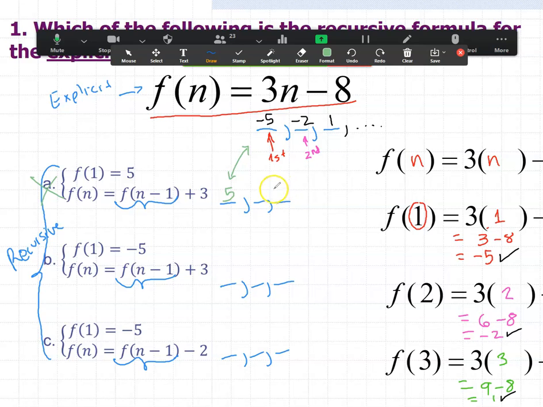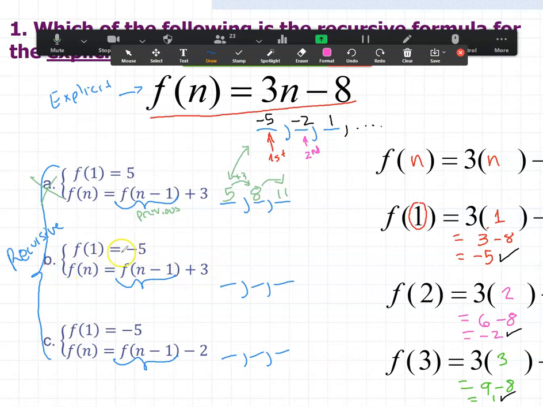I already know it's not A, but just for practice, let me show you how to get the next two numbers. So if you're trying to find the second number, the rule says that you're going to look at the previous number and add 3. So add 3 to the 5, that will give you 8, and then 11. That wasn't necessary because I already knew that wasn't the answer, but that was just for practice.